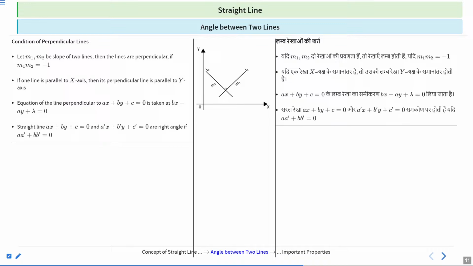Now the straight lines ax plus by plus c equal to 0 and a dash x plus b dash y plus c dash equal to 0 are at right angle if a a dash plus b b dash is equal to 0. Clear? So the given straight lines are at right angle if a a dash plus b b dash is equal to 0. Got it?